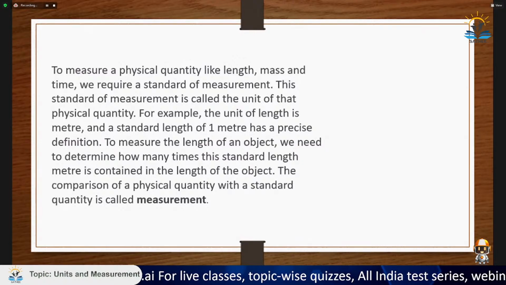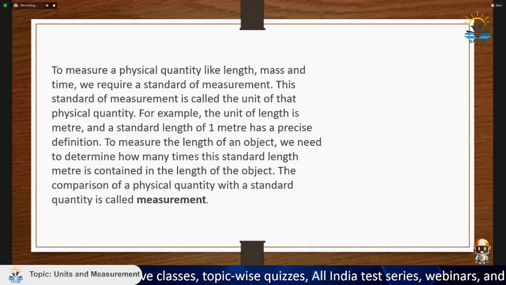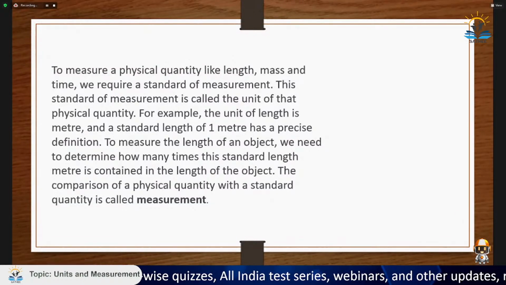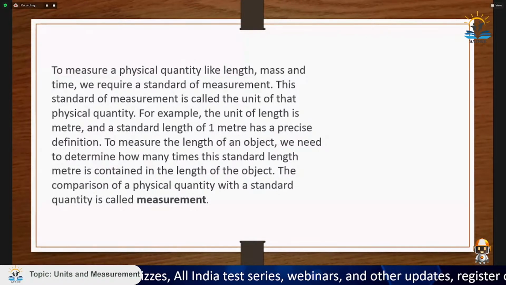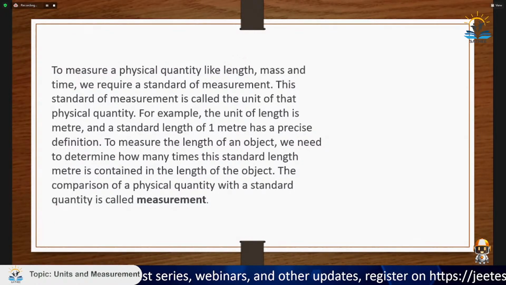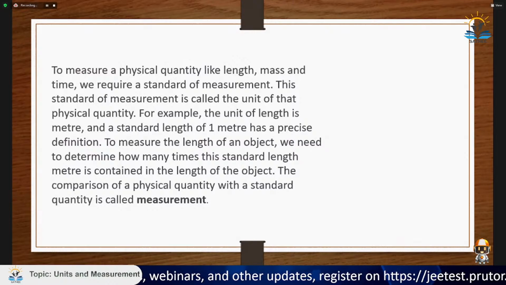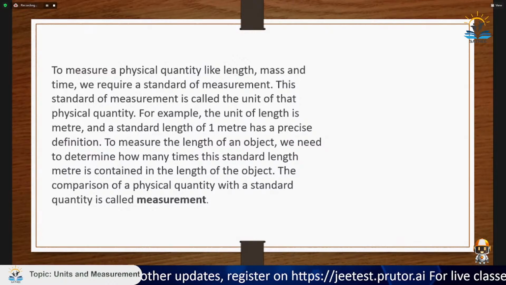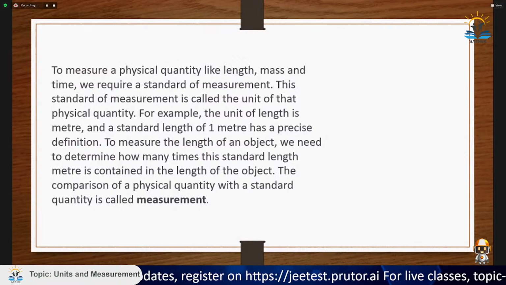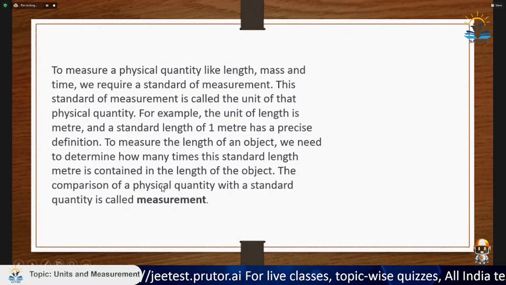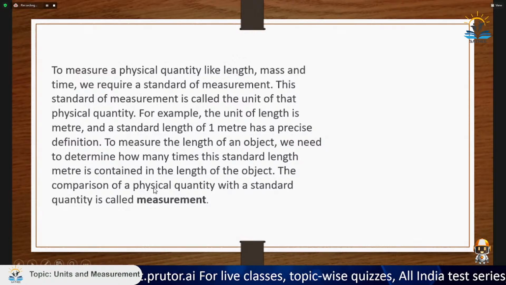To measure the length of an object, we need to determine how many times the standard meter is contained in the length of the object. That's what we say: if there is a distance of 13 meters between 2 points, we need to apply the meter scale 13 times between those 2 points to measure the length. That's what is written here. We need to measure the required length in some standard unit, which in the case of length is meter. So the comparison of a physical quantity with a standard quantity is called measurement.